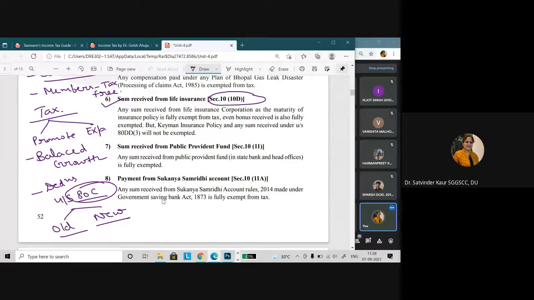In this particular case, any income received from LIC as the maturity of an insurance policy is fully exempt from tax, and even the bonus received is fully exempted. But if there is a keyman insurance policy, then in that case this amount is not going to be exempt; it is taxable.